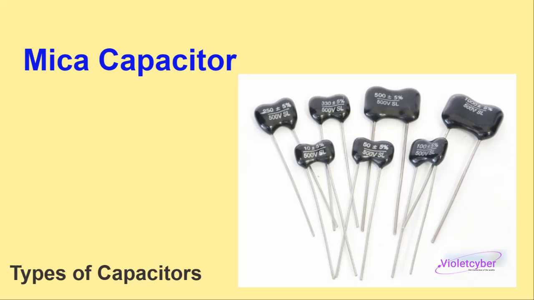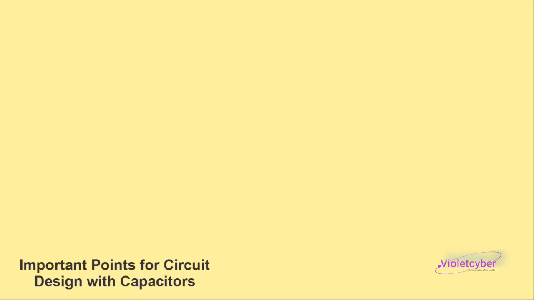Now I want to talk about important points for circuit design with capacitors. Capacitance selection. The first step in choosing a capacitor is determining its capacitance. Capacitance should be selected based on the need of the circuit for energy storage, signal filtering, or frequency tuning. Example: for filtering ripple in power supplies, high capacitance capacitors like electrolytic are used.